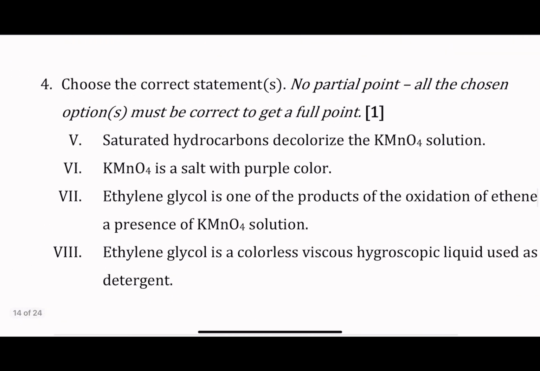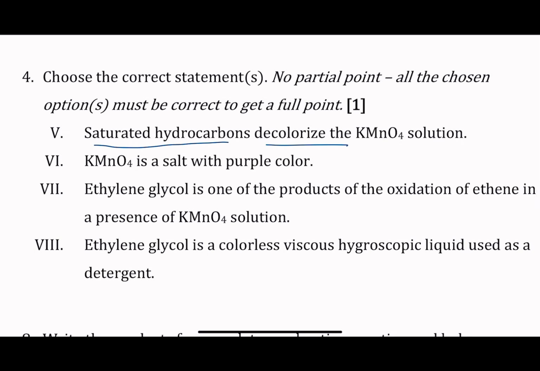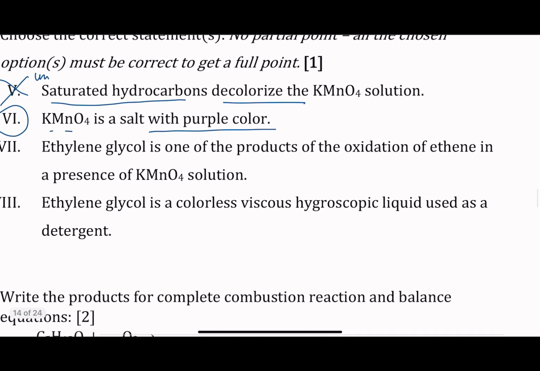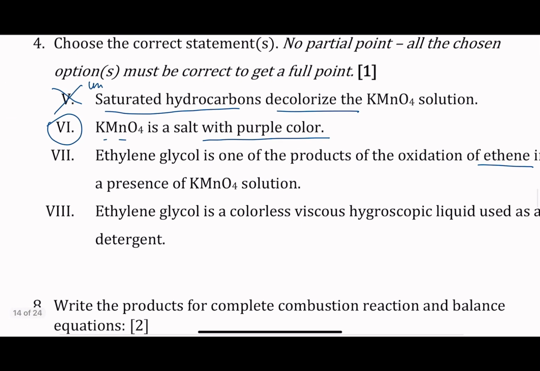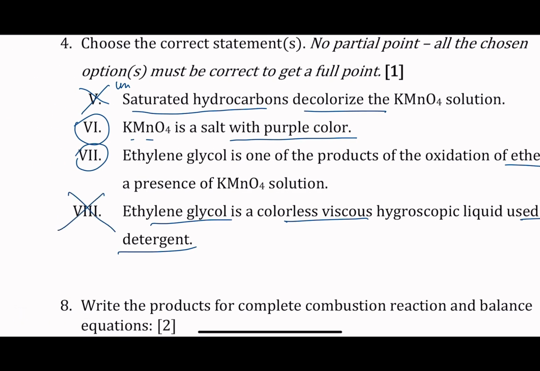Now, we changed for the B version, it says saturated hydrocarbons decolorize. It is wrong because it has to be unsaturated for it to be correct. Potassium permanganate is a salt with a purple color. That is correct in this case. Ethylene glycol is one of the products of oxidation of ethene. That's why this is correct. And ethylene glycol is a colorless, viscous, hygroscopic liquid used as detergent. That is incorrect. That's why the answers, like in this case, it was 1, 2, 3, and 4, and the answers were 2 and 3.